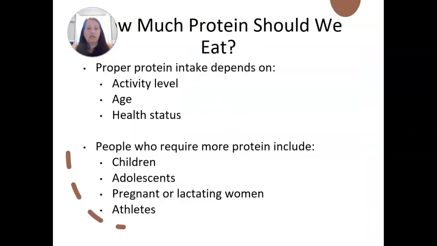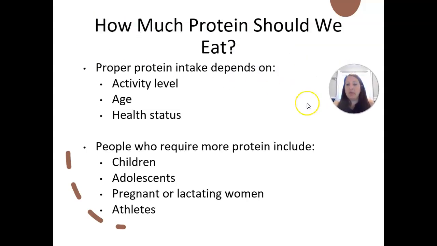Okay, so the next question is, how much protein should we eat? And that's really nuanced. It depends. It depends on an individual's activity level. Are they sedentary? Are they an endurance athlete? Are they a strength training athlete? How old is the individual? Are they growing? Are they pregnant? Are they lactating? And then health status. Individuals who are in a diseased state are going to need more protein than healthy individuals. So it really, really depends.